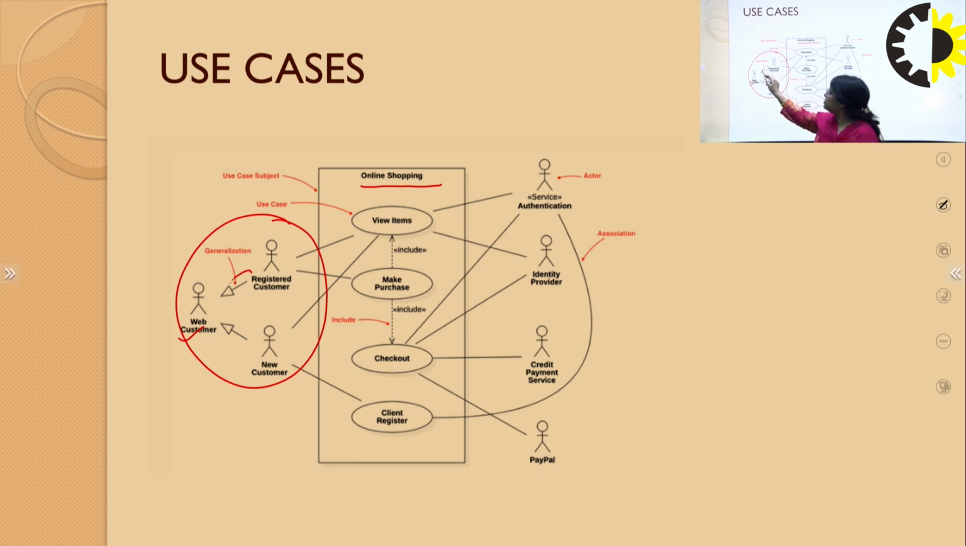And for this, we used this type of symbol. Here, service authentication, identity provider, credit payment system and PayPal are the actors. And view items, make purchase, checkout and client registers are the use cases. Whenever the customer makes a purchase, the checkout function is called by default. This service is shown by the include symbol here.